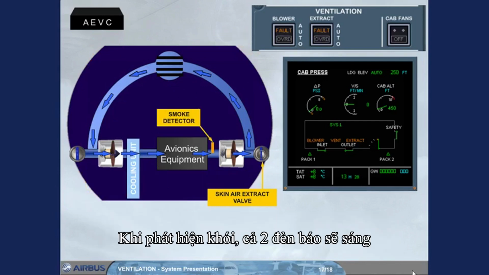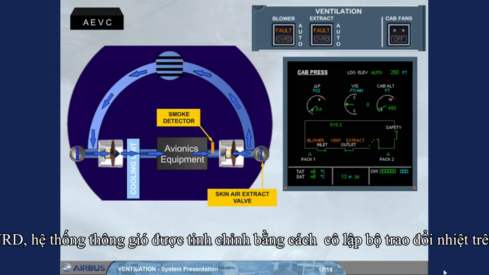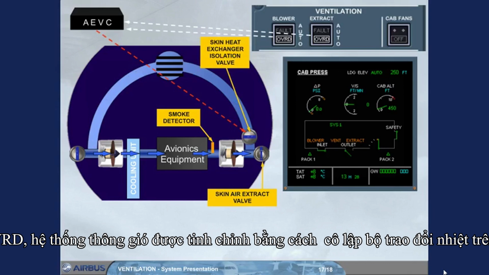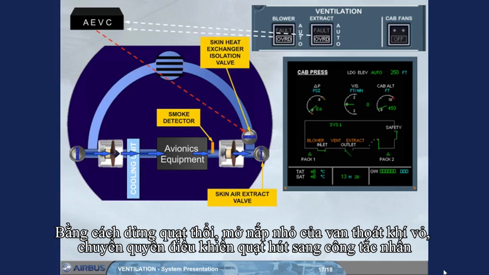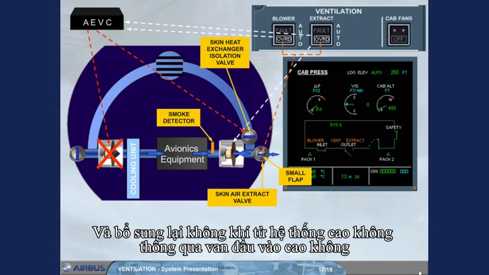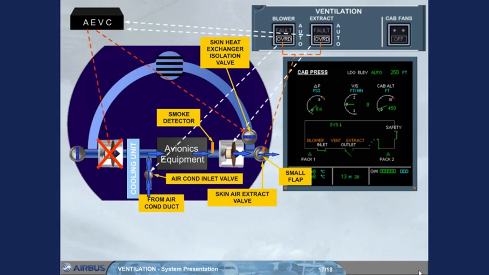In case of smoke detection, both fault lights come on. Setting both push-button switches to override allows the ventilation system to be reconfigured by isolating the skin heat exchanger through the closure of skin exchanger isolation valve, by stopping the blower fan, by opening the small flap of the skin air extract valve, by transferring the control of the extract fan to the push-button switch, and by adding air from air conditioning duct through an air conditioning inlet valve.